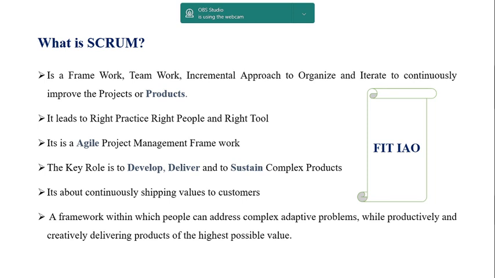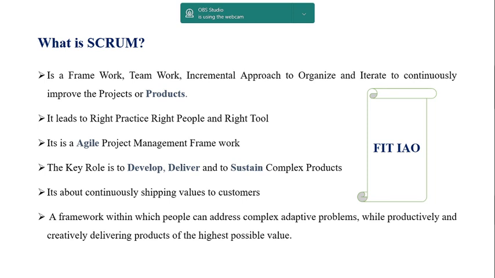So nowadays things have changed. The IT team, the software team, the development team, the designers, and the client and users all take part in the present methodology like Scrum. It follows the principles of Agile, right? It leads to the right practice, right people, and right tool. That is the mantra of Scrum: right practice, right people, and right tool.